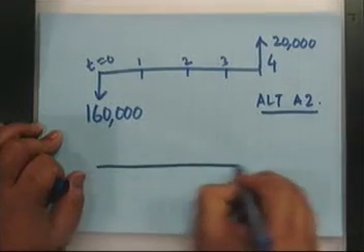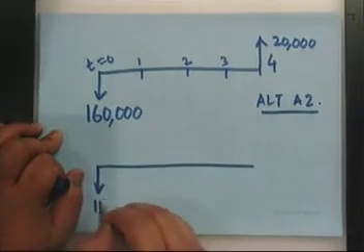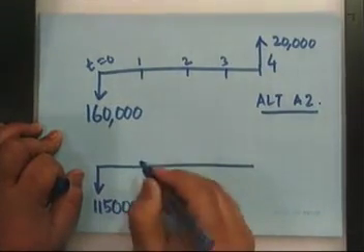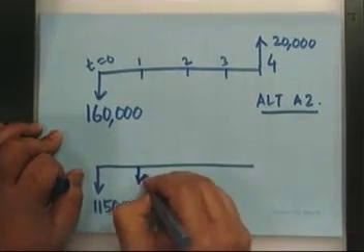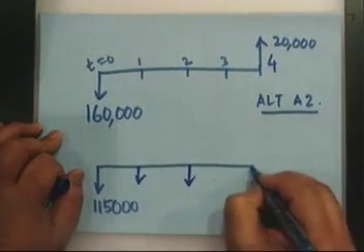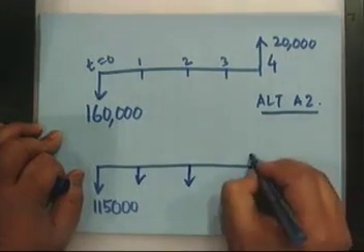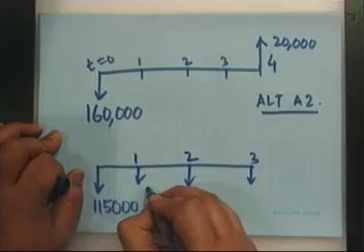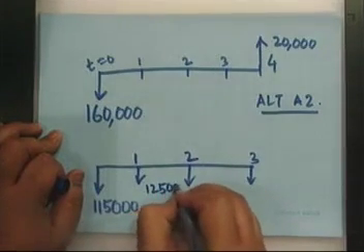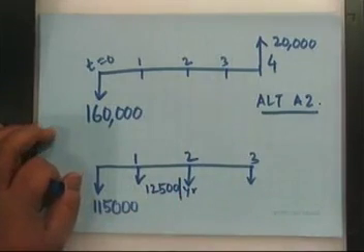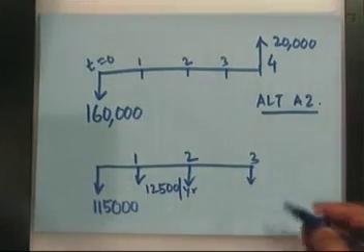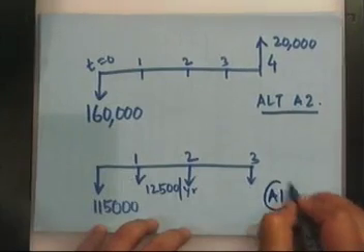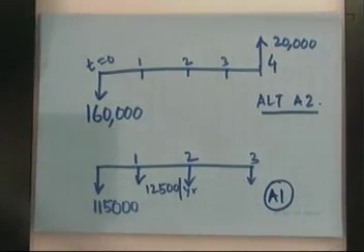Now, other asset it is costing you 115,000 and it has got a life of 3 years only. 1, 2, 3, and your cost implication is 12,500 per year. Now, notice that asset 1 A1 has got 3 years life, asset 2 has got 4 years, lives are different.